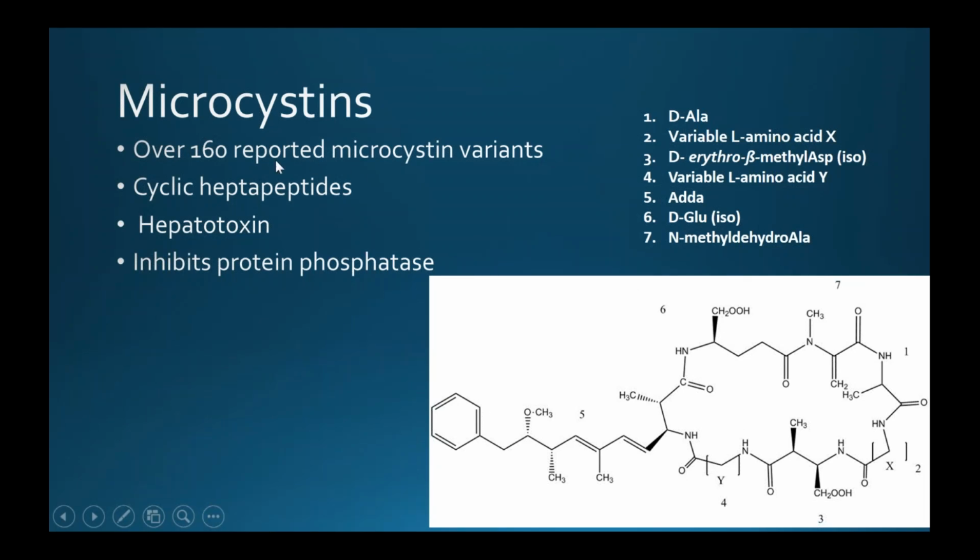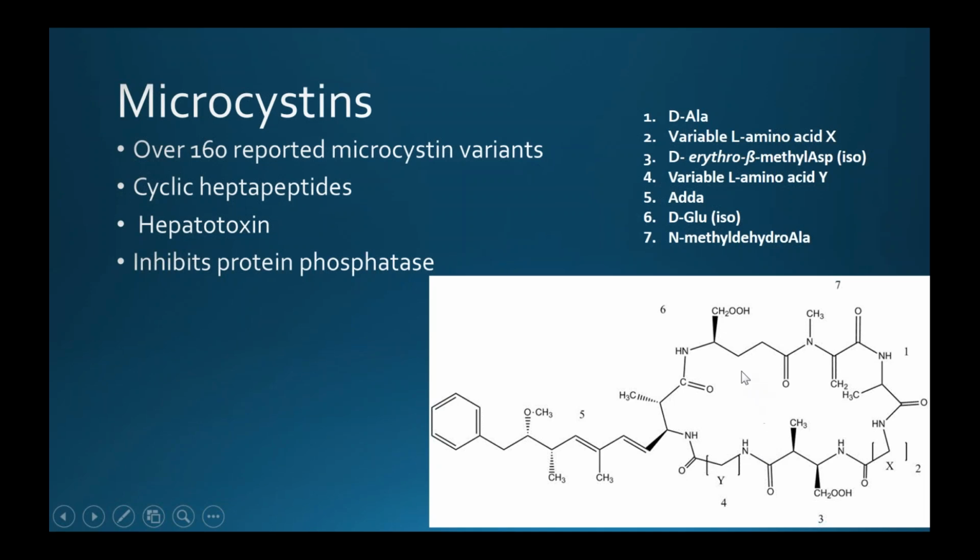You'll see a microcystin molecule, and we have over 160 variants of microcystin. So what we have here is a cyclic hepatopeptide, and you'll see 1, 2, 3, 4, 5, 6, 7. So there's your 7 peptides, and in those we have variants, and those variants commonly have different amino acids in the X position and the Y position. So commonly you will hear microcystin LR. So this would be leucine arginine, or LA. So it'd be leucine alanine.